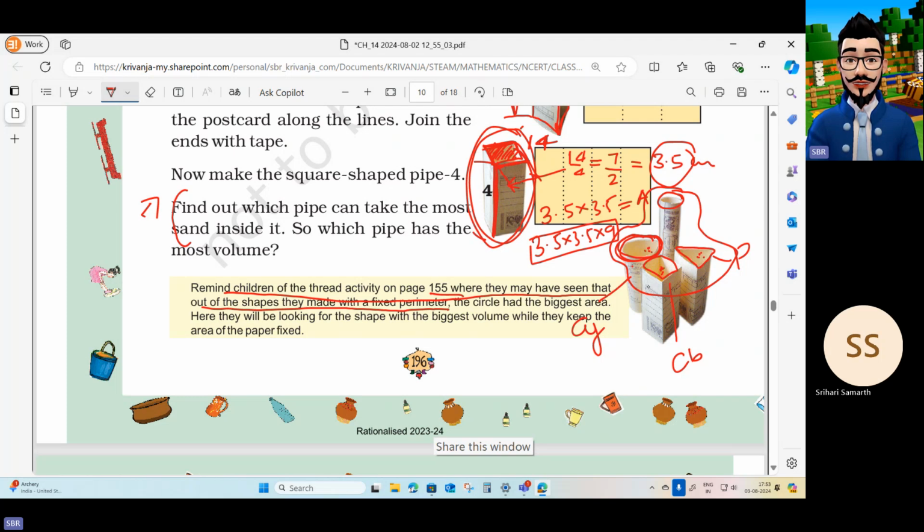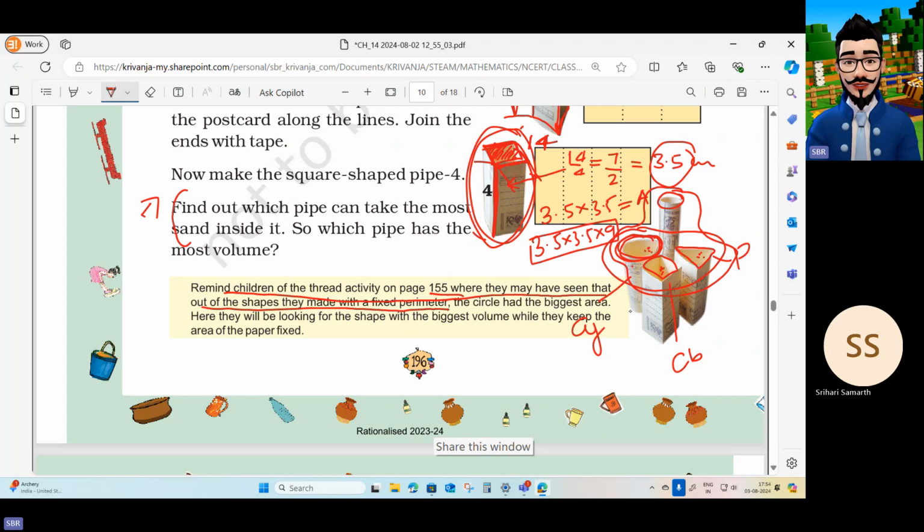of these three shapes, which one has the highest volume? Option A, cylinder. Option B, cuboid. Option C, prism. Of these three shapes, which one has the biggest volume? Which is A, B, C?